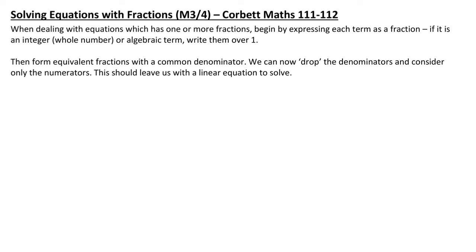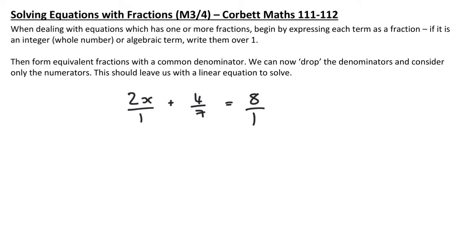So whenever we're dealing with equations which have one or more fractions in them, begin by expressing each term as a fraction. What we mean by that is if we've got something like 2x plus 4 over 7 equals 8, we want to write everything as a fraction. If it's a whole number, we put it over 1. So we put the 2x over 1 and the 8 over 1. And then we form equivalent fractions with a common denominator.